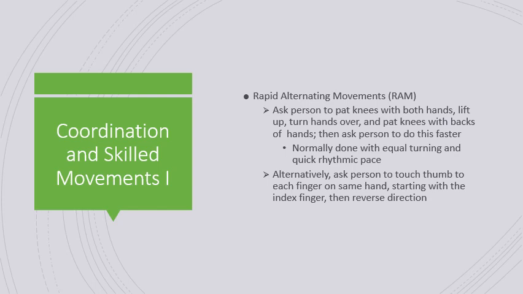Rapid alternating movements. Ask the person to pat their knees with both hands, lift up, turn the hands over, and then pat the knees with the back of the hands, and then do this faster. So basically they're flipping their hands up and down, up and down, up and down. And as they get used to it, they should be able to go faster and faster.